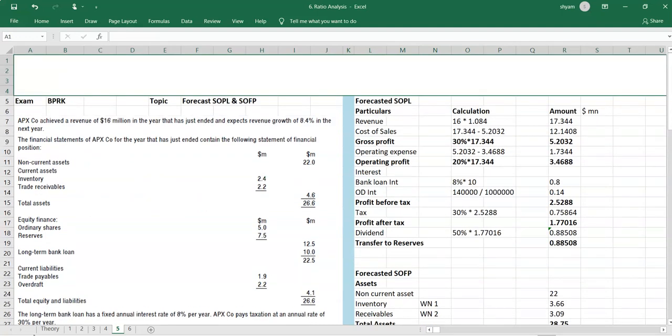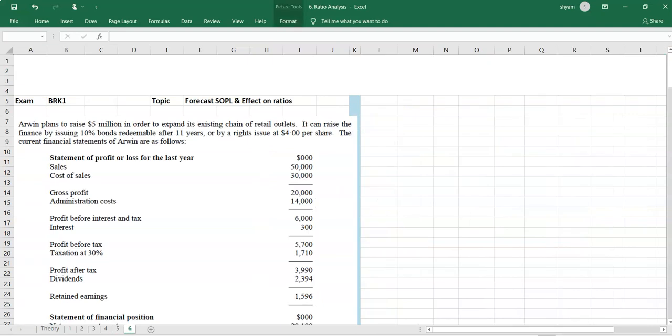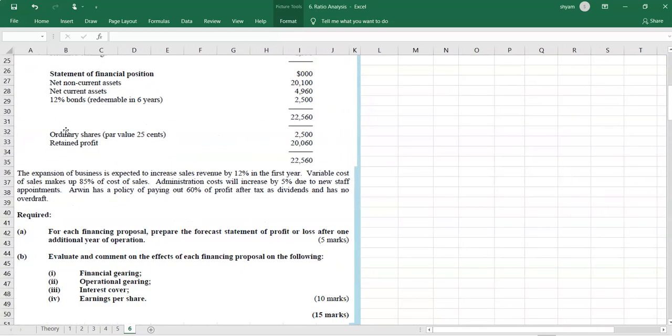So we can go to the next one. So we'll start from this problem. This is also a forecast SOPL and the effect on ratios. So we'll start from the required. Required: for each financing proposal, prepare a forecast SOPL after one additional year of operation. Evaluate and comment on the effects of each financing proposal on the following: financial gearing, operational gearing, interest cover, and earnings per share. So we have to find out what is its effect on these numbers.